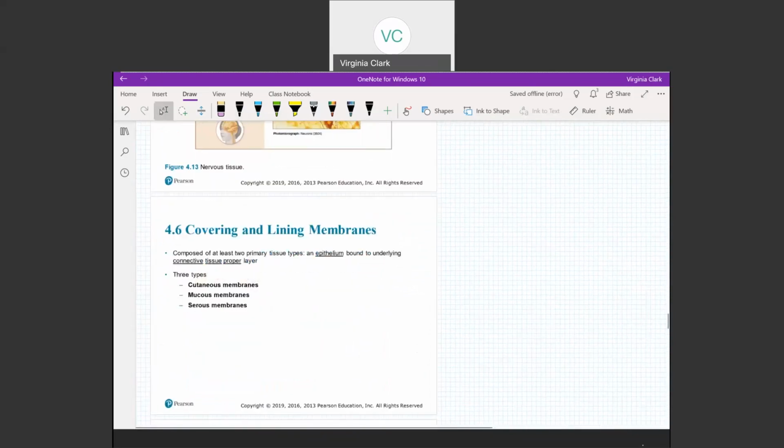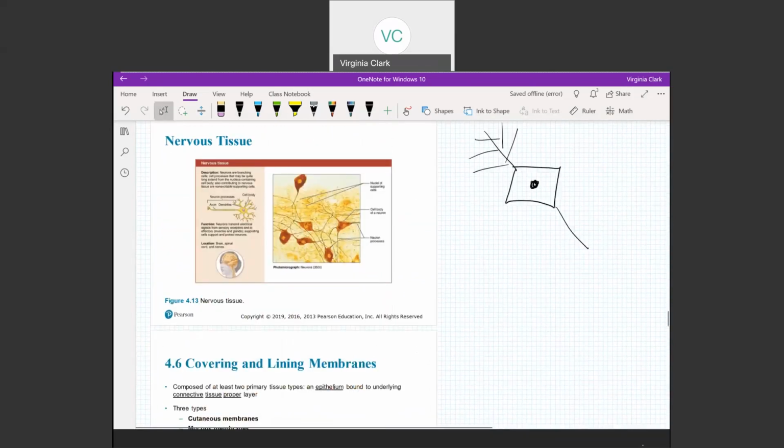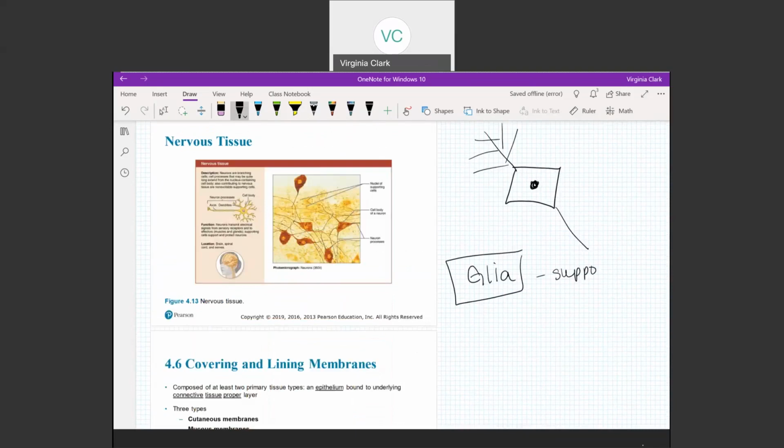And then the second type you'll have is called glia. And glia is going to be a supporting type of cell. It's going to be found around the neuron. And it's going to be non-conductive, so it doesn't actually transport communication. And it's going to essentially hold the neurons in place. So we'll talk briefly about glia when we get there.